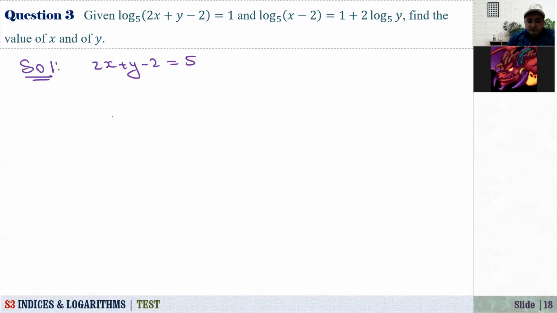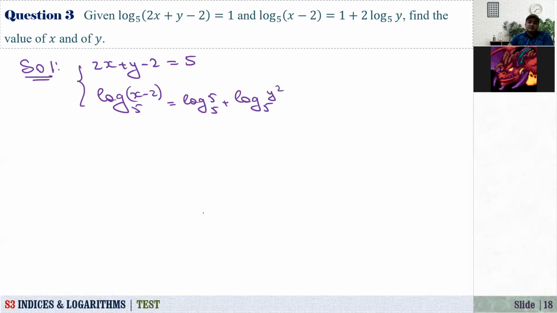Over the second equation, first let me just rewrite this, that is log of x minus 2 to the base of 5 is equal to, and this one is 1, I can just write it as log 5 to the base of 5 plus logarithm in the base 5 of y squared. So we are talking about the system.